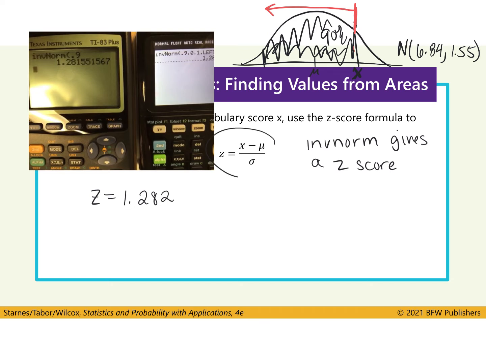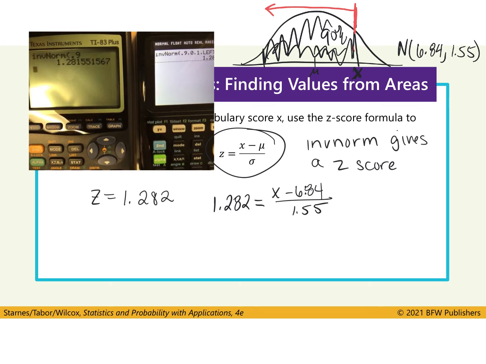So I have my z-score equation. What can I plug into that equation? The z-score, 1.282 equals x minus... x is what I want to know. I want to know the score that represents the 90th percentile. 6.84 is my mean. Minus 6.84. And what else can I put in? 1.55 is my standard deviation.